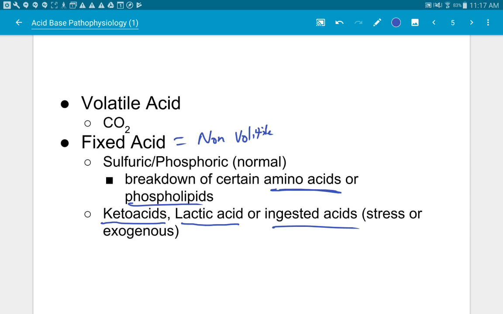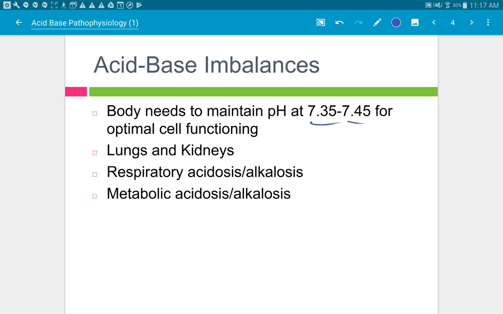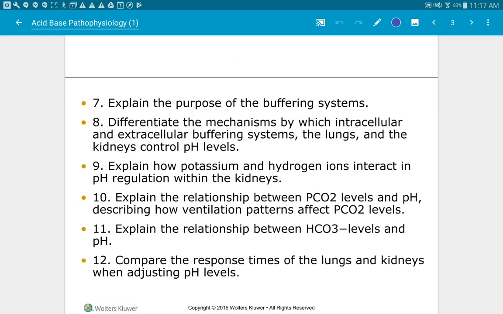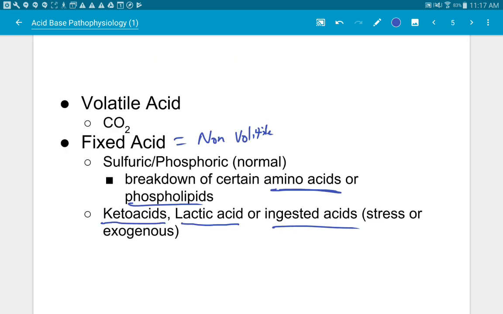All right. Okay. So those are the volatile and the fixed acids. I think that covers point number 2. Any questions? For non-volatile, the ones you've got to make sure you're aware of: you should know the sulfuric and phosphoric are normal ones. They're just byproducts of metabolism. You may need to know all 5 of these. I was trying to eliminate one of these, but you're going to have to know about the ketoacidosis, and that could come on and produce the same sort of deal.